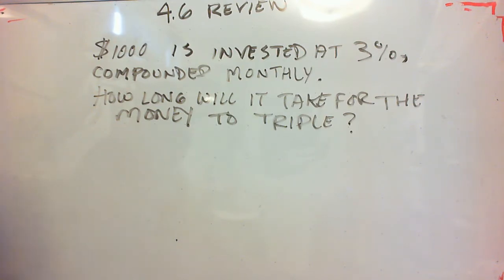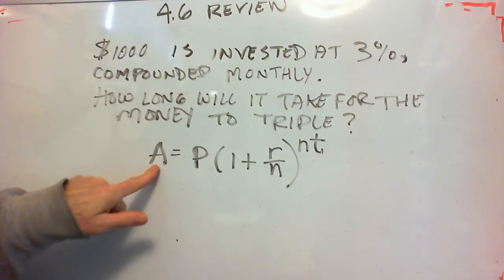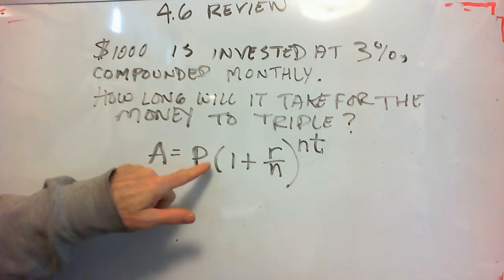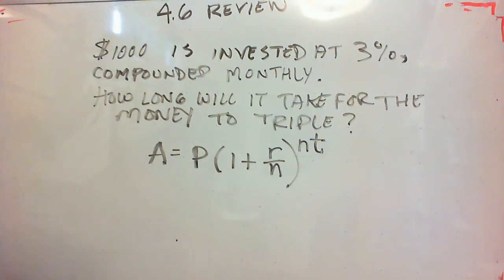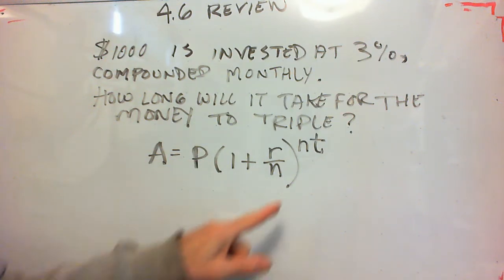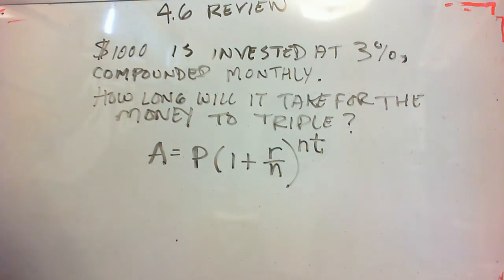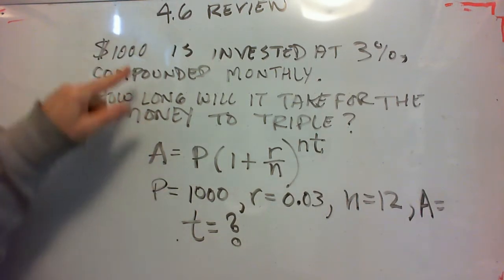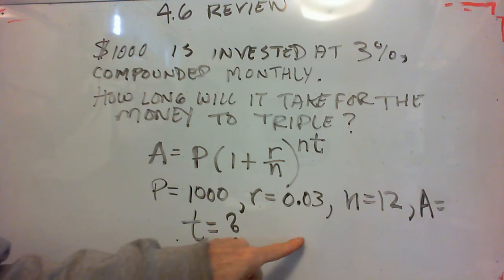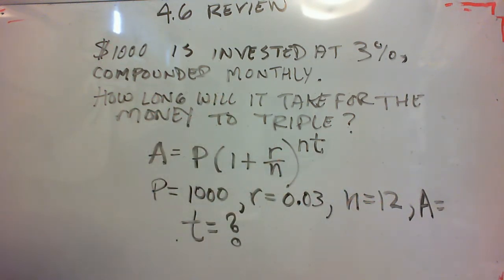Well, for this problem, we're going to use the compounding formula. And the formula for compound interest is total amount equals principal times 1 plus the rate divided by n, where n is the number of times it's compounded, and that quantity raised to the n times t power. And here, P is 1,000 because that's our principal. The rate is 0.03. N is 12 because it's compounded monthly, 12 times a year.